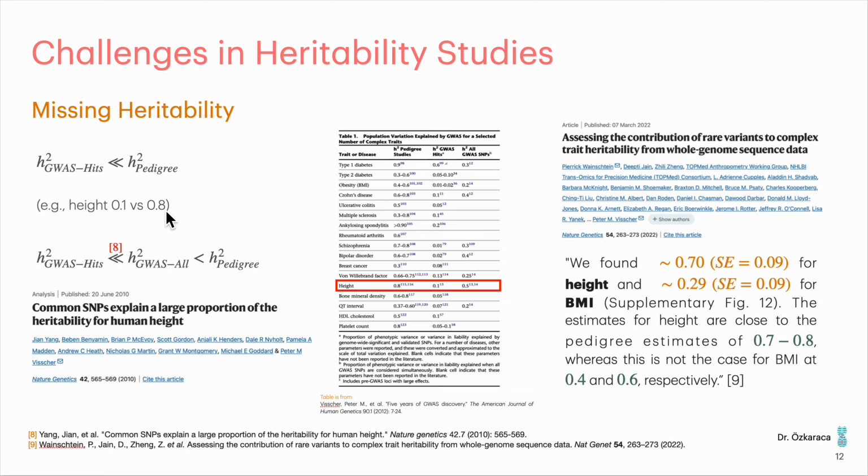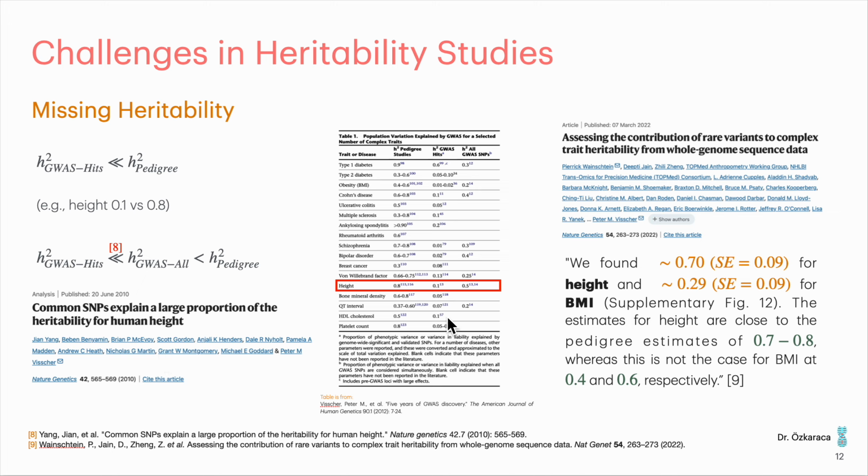And in 2010, Yang et al. conducted a groundbreaking study that showed common SNPs explain a substantial proportion of the missing heritability for height. They demonstrated that when considering all SNPs rather than only top SNPs across the genome, the heritability estimates could increase to almost 0.5, which is a significant improvement from the earlier estimate of 0.1. And importantly, this pattern was observed for other traits as well.